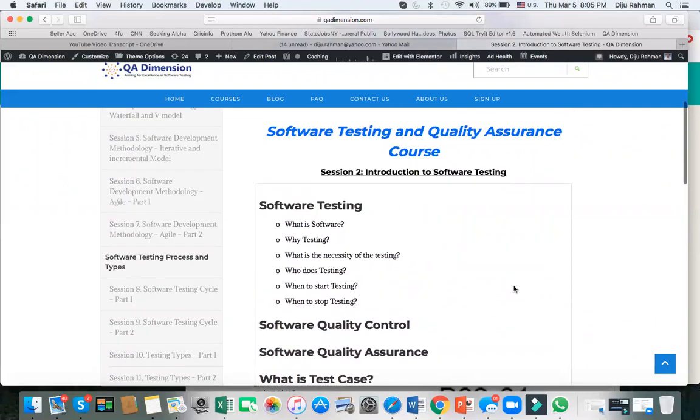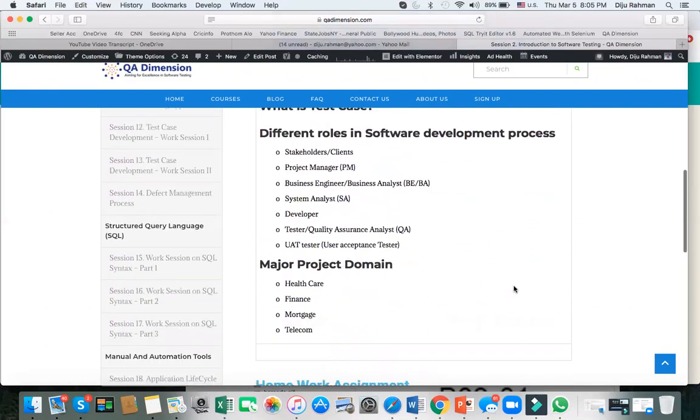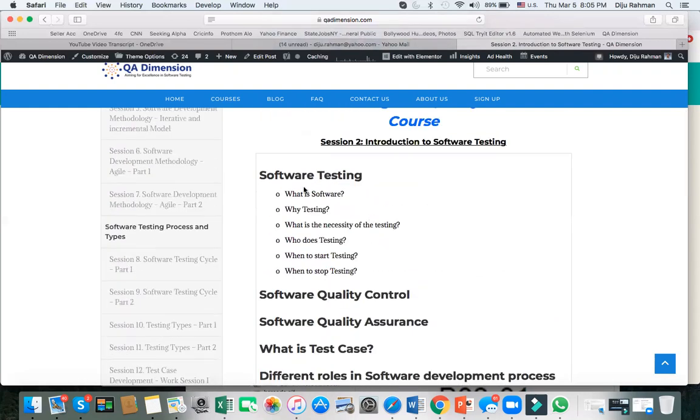Okay, so this is more like a high-level view of what we'll cover in today's session. We'll cover what is software testing. This is one of the first questions you may want to know: what is software testing? We'll learn what software is, and why testing. Why testing means, why you have to perform testing, right? What is the necessity of testing? Why do we need to do this testing? What is the significance of it? Who does testing? When to start testing? When to stop? Those are very basic questions that everybody wants to know, right?